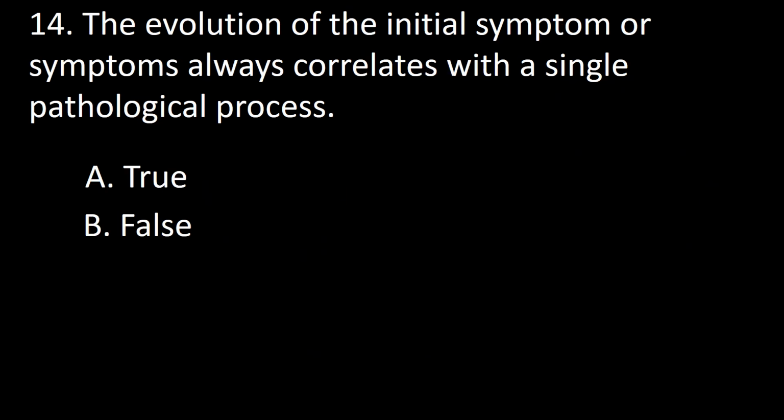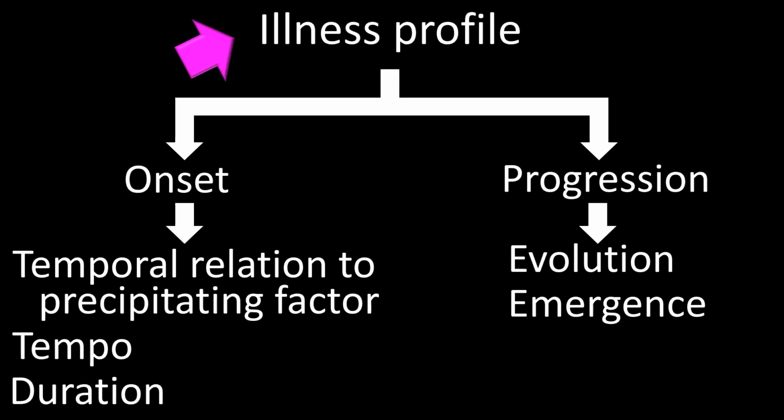Next question. The evolution of the initial symptom or symptoms always correlates with a single pathological process. A true, B false. Going back to illness profile, we have already considered onset of illness. I will now address illness progression. Illness progression can be easily defined as what occurs after the onset of illness. Progression can be considered from the perspective of evolution of a symptom. I will now introduce different modes of evolution and indicate the pathological process or processes they suggest.